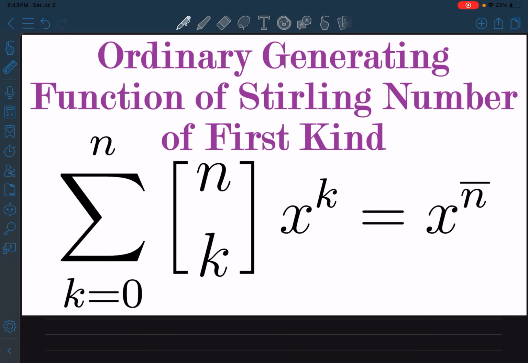Ordinary generating function of Stirling number of first kind. Okay guys, if you do not know about the Stirling number of first kind, in the previous video I just gave a one-on-one intro session to that number, and then also I derived the recurrence relation for that number. So I'm not going to do that again, so I will just link my previous video in the description.